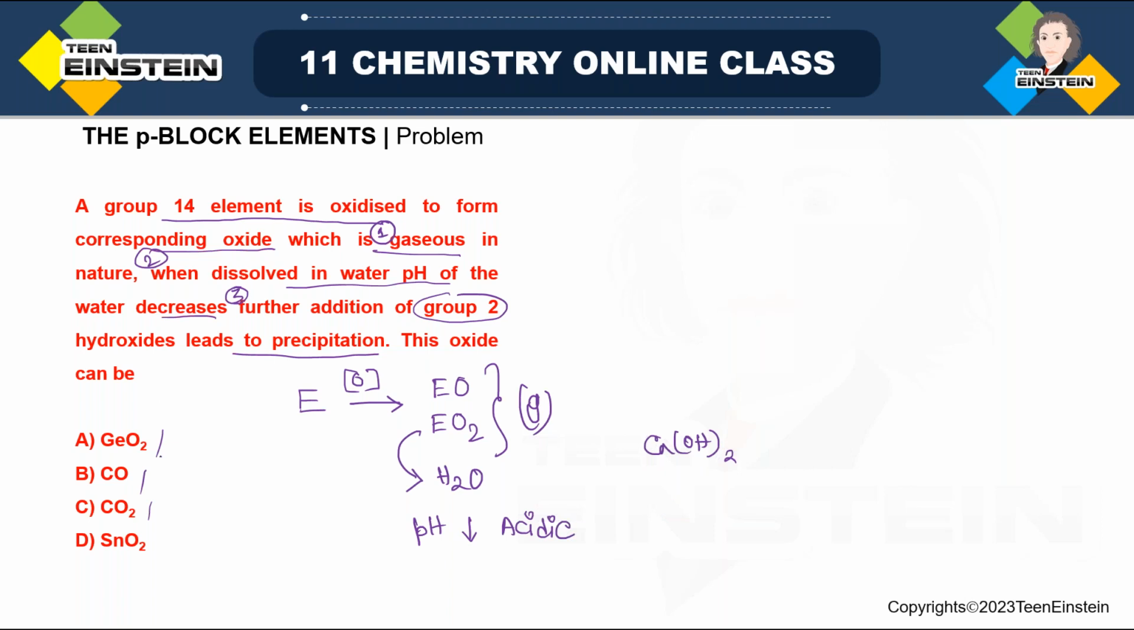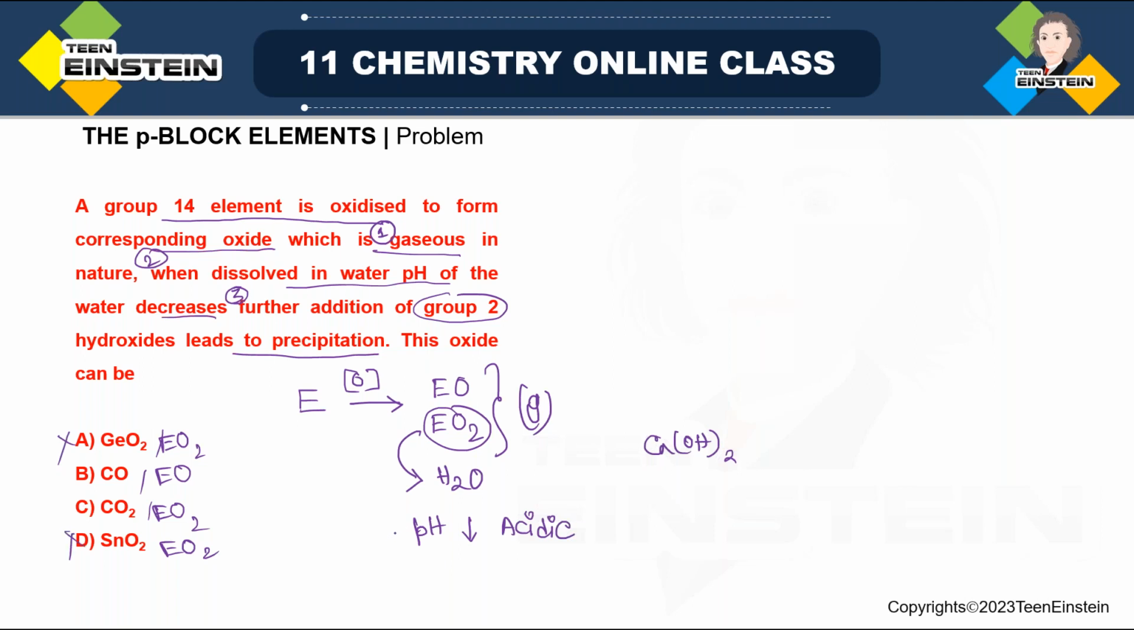Now look at the options. Here we have the type EO2 oxide, which is this one. This is EO2 type, this is also EO2, and this one is EO type. But the important point is it is a gas, and we know CO and CO2 are both gases, but GeO2 and SnO2 are not gases. So based on this, we can cancel A and D.